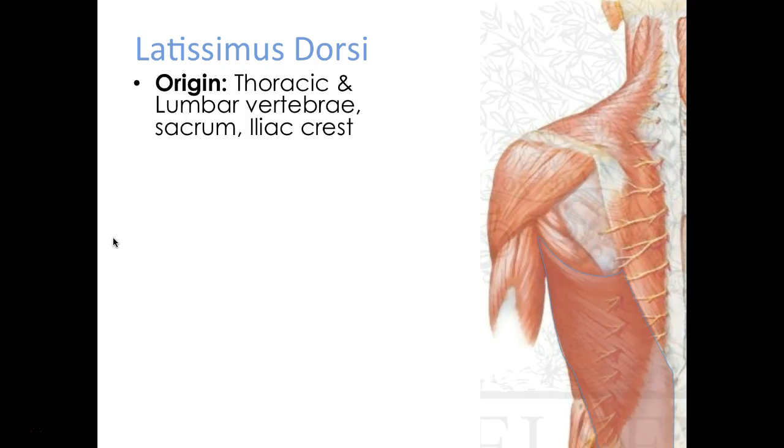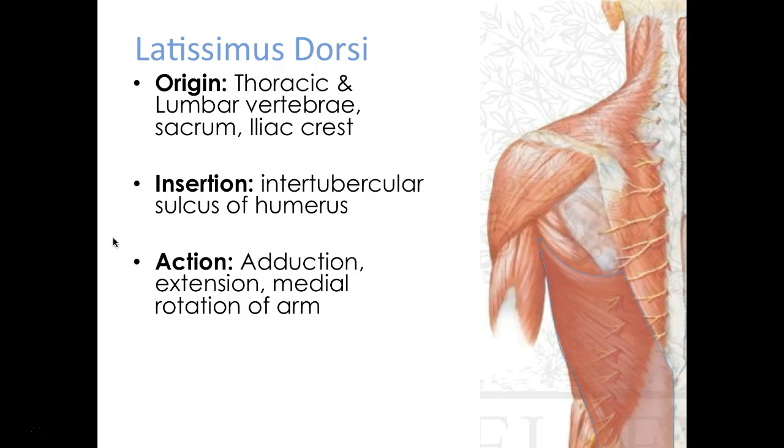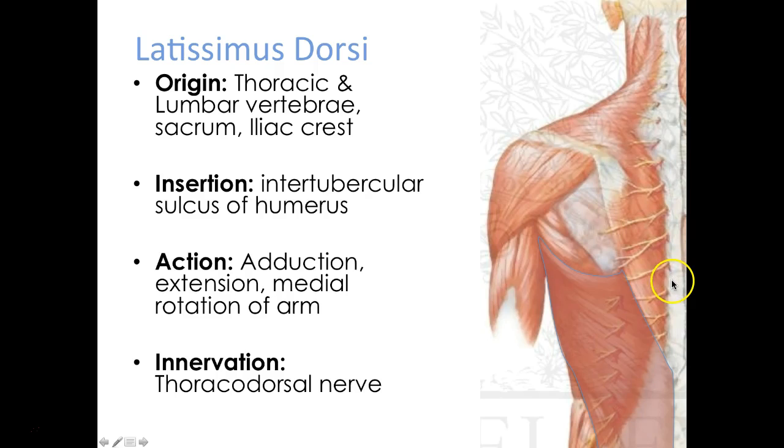This is also called the swimmer's muscle, and it is going to originate from the thoracic and lumbar vertebrae down to the sacrum, and then it curves over the iliac crest and inserts onto the intertubercular sulcus of the humerus. Remember, you do not have to know the origins and insertions for your theory exam nor your practical exam. I'm just giving you these so you kind of understand the attachments and understand the location of the muscle a little bit more.